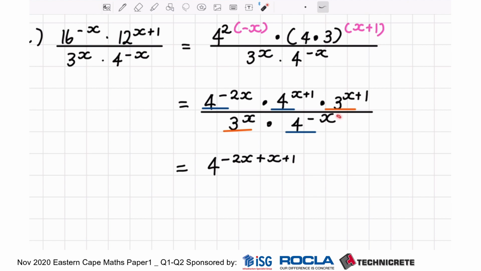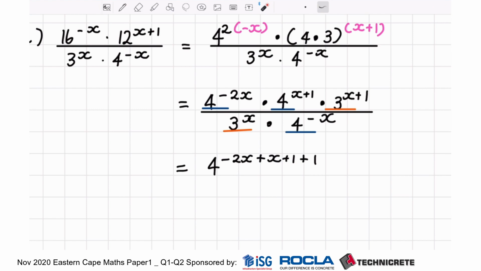Then I've got this third 4 that these 4s are being divided by, and my exponent laws say that when I've got the same base and the same base, and there's division, then it's going to be this exponent minus this exponent. So this exponent here is going to become positive, and I'm going to add it to this 4 base again.